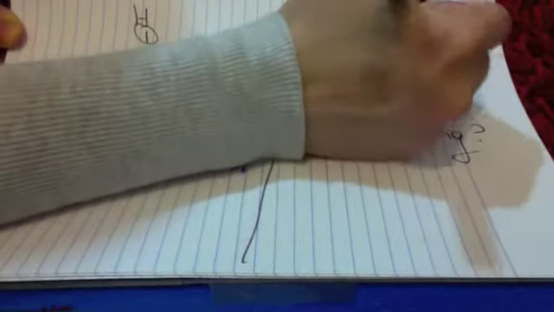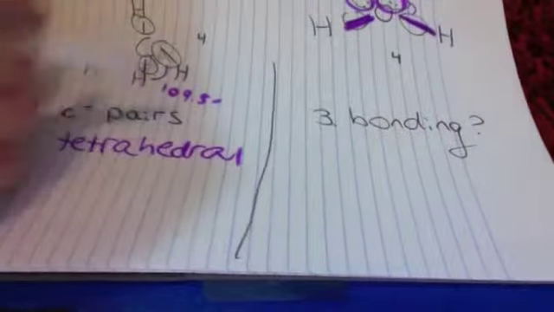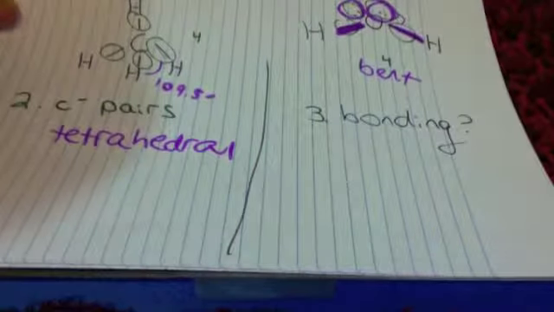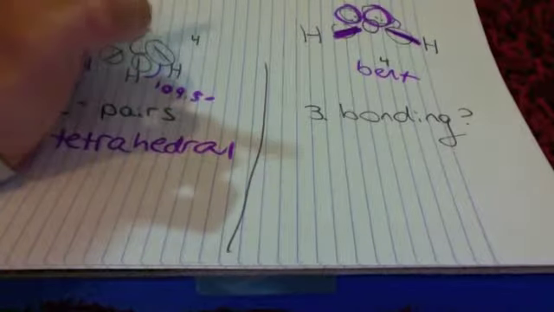In the case of water, however, because I have 2 lone pairs and 2 bonding pairs, the shape of the molecule itself is not tetrahedral. The shape would be called bent. And these are things that you absolutely must memorize. There's table after table after table in chapter 10 in your book on it.